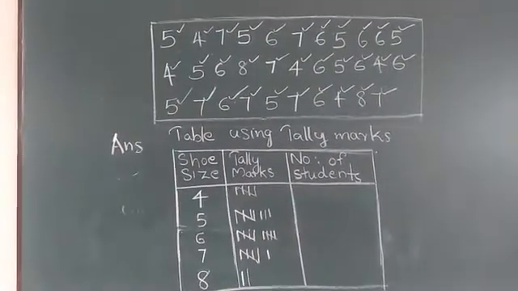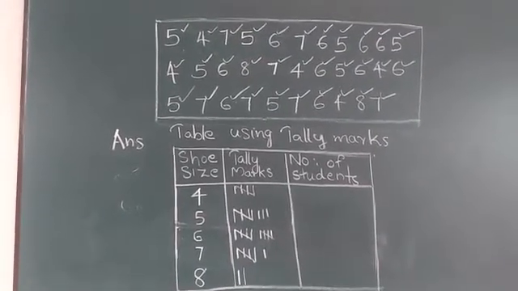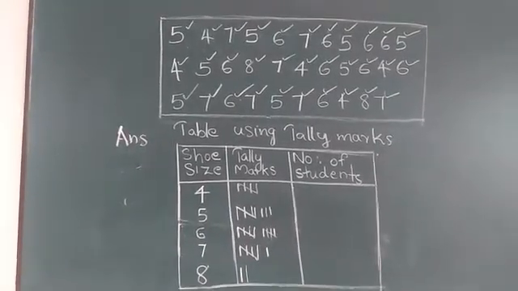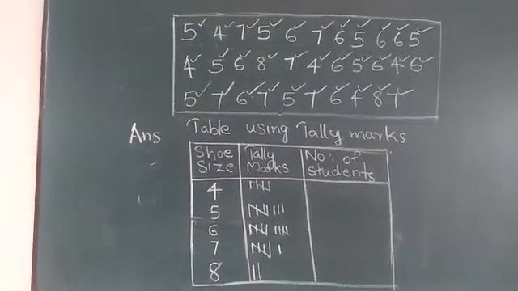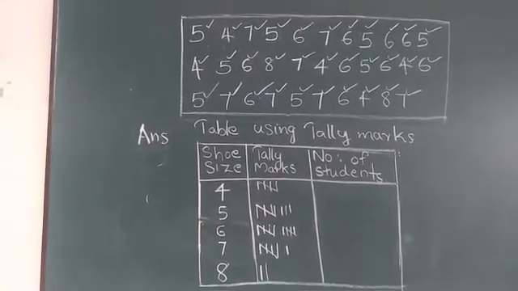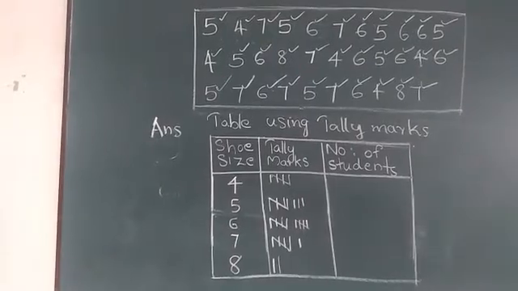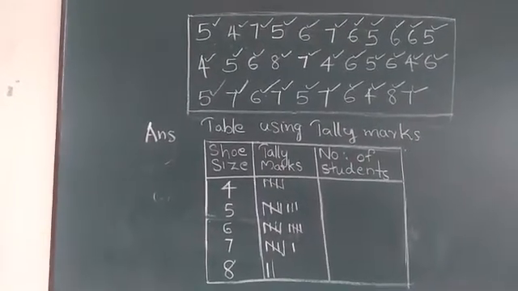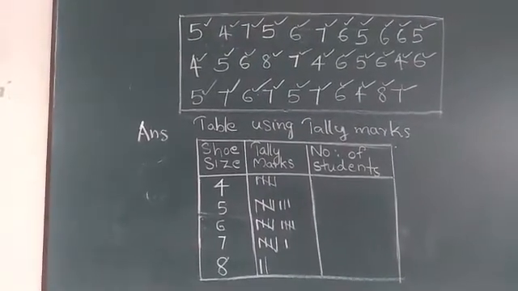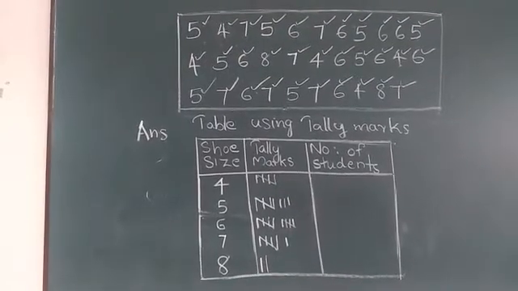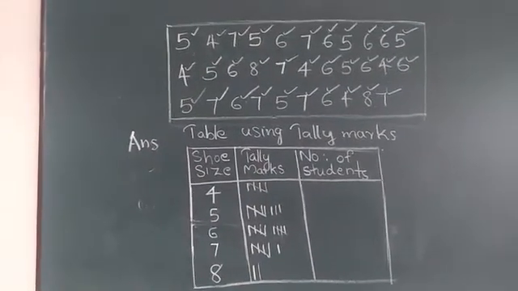Now you can observe the tally marks. That means when we reach the 5th time, we should put a cross. So how many 4s? 5 times 4 is there. How many 5s are there? First 5 and then 4. 5 plus 4, 9 times. 6 also, 10 times. 6 is coming, 2 groups of 5 are there. So 5 plus 5, 10 times. 7 comes 5 plus 1, 6. 8 is 2 times. So this is the way we should put tally marks.